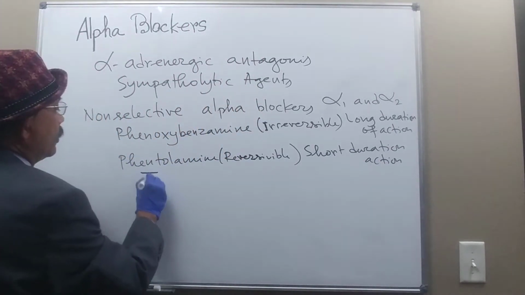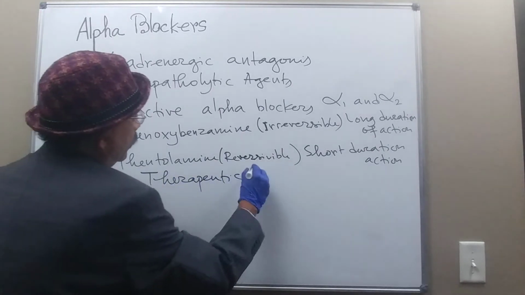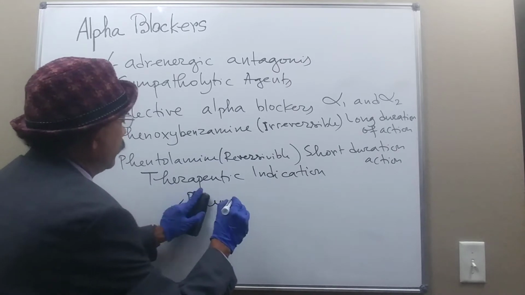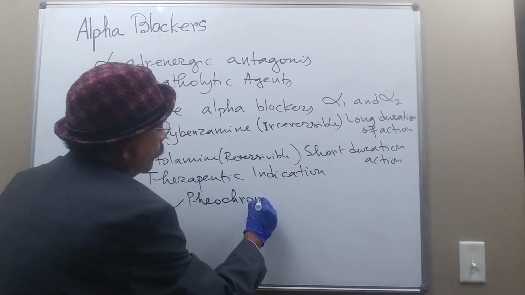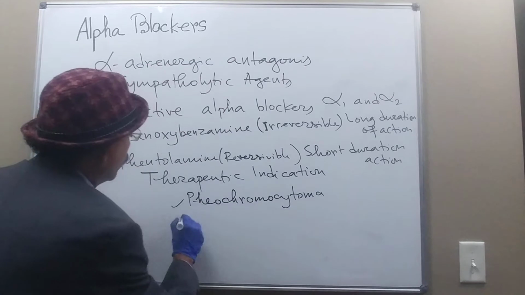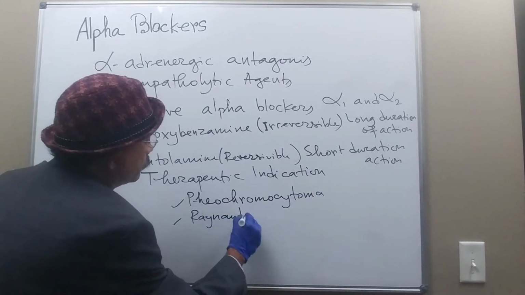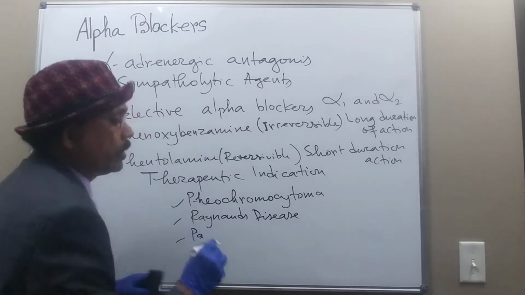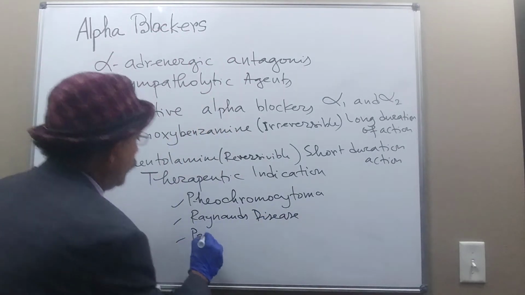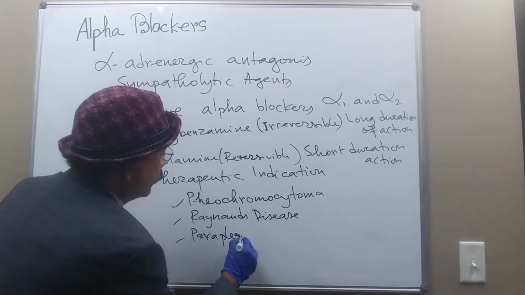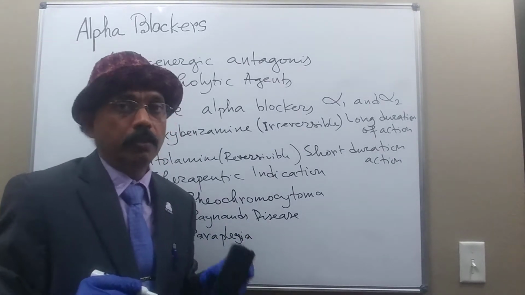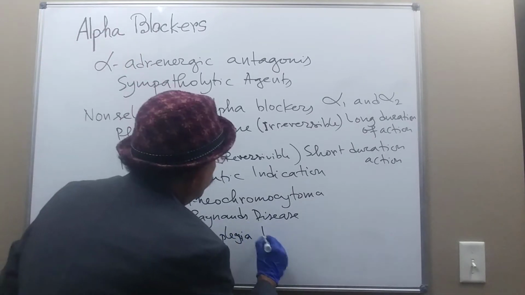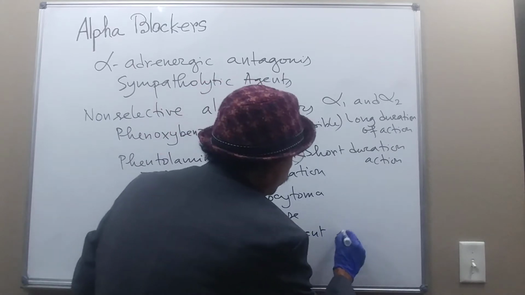Okay, so the therapeutic indications of this drug are pheochromocytoma, Raynaud's disease, and also paraplegia, to prevent reflex autonomic tachycardia, so that we can prevent further stroke.